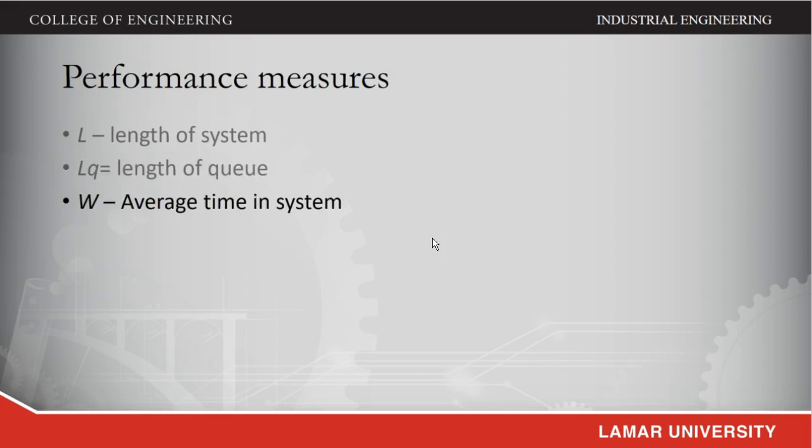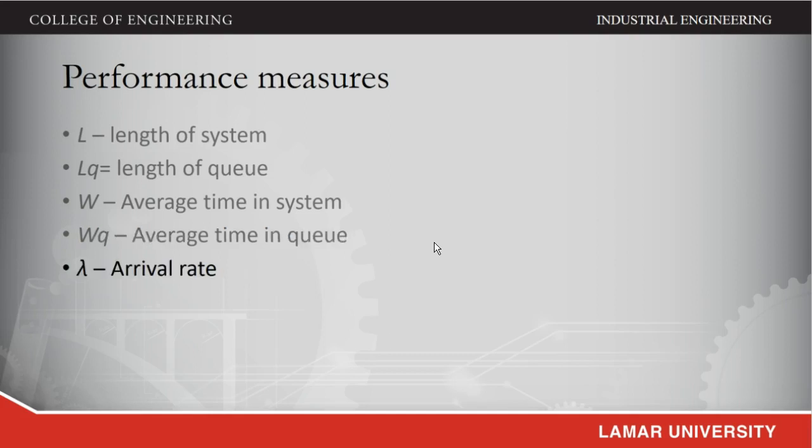W is the average time in system for any particular client, and that includes the time that was spent on the line plus the time spent being served at the server. We have WQ as the average time in queue, which is just the average time that any particular client would expect to be in the queue.